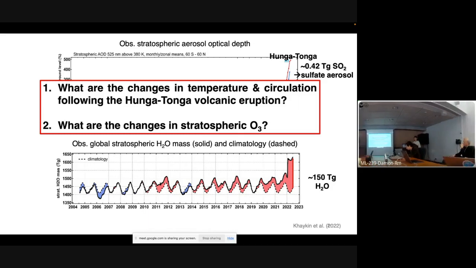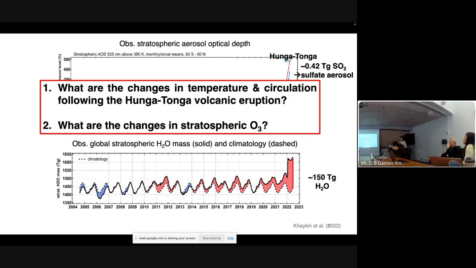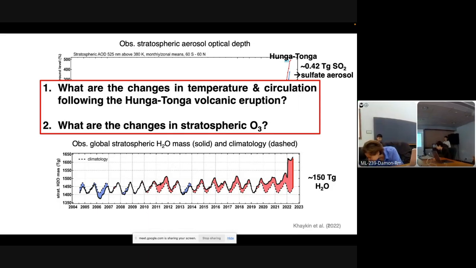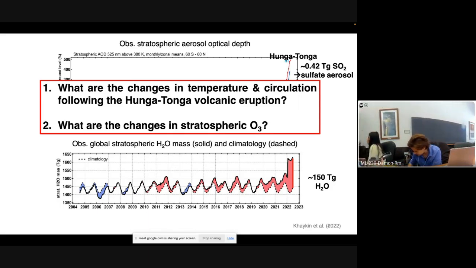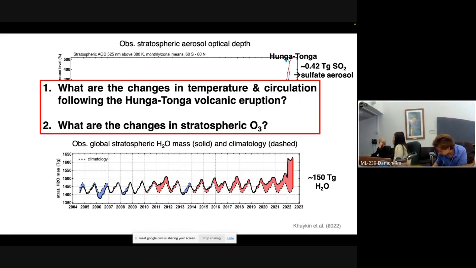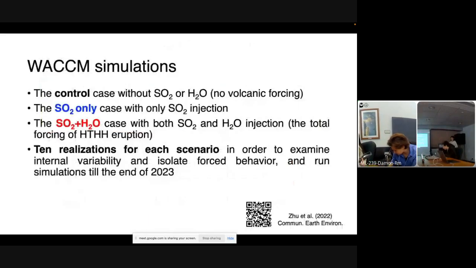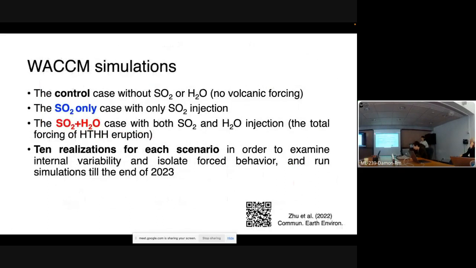How does it change the temperature and the circulation in the stratosphere? And how does it change the stratosphere ozone chemistry? In order to understand these two questions, we need to make use of our chemistry climate model. The model we used here is the Whole Atmosphere Community Climate Model, WACCM, developed by ACOM.